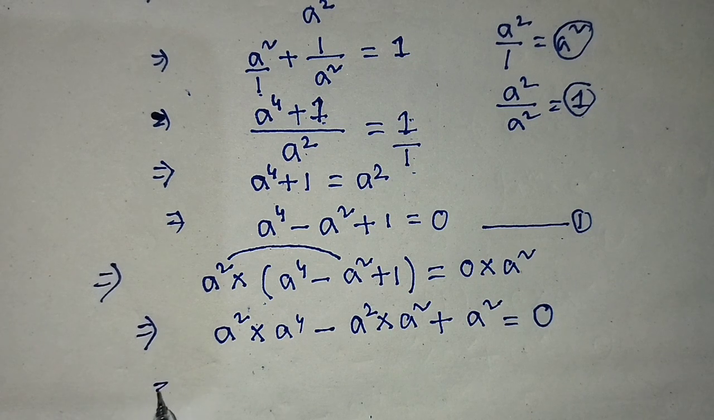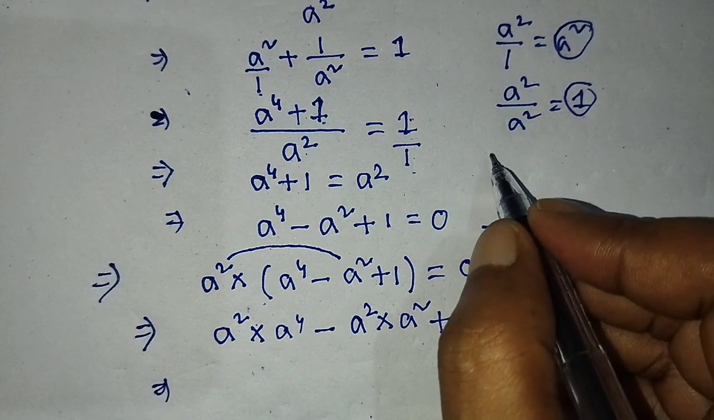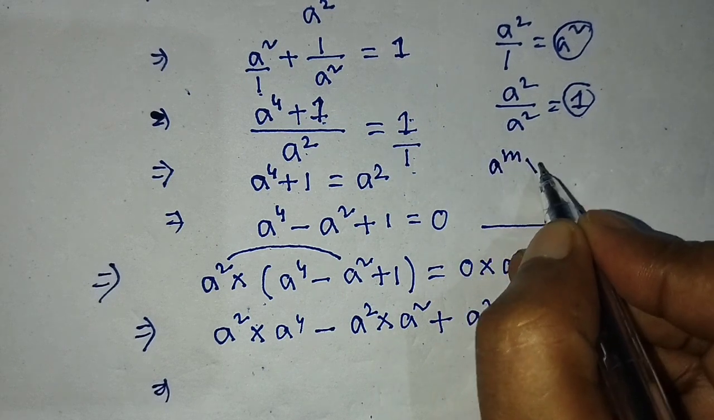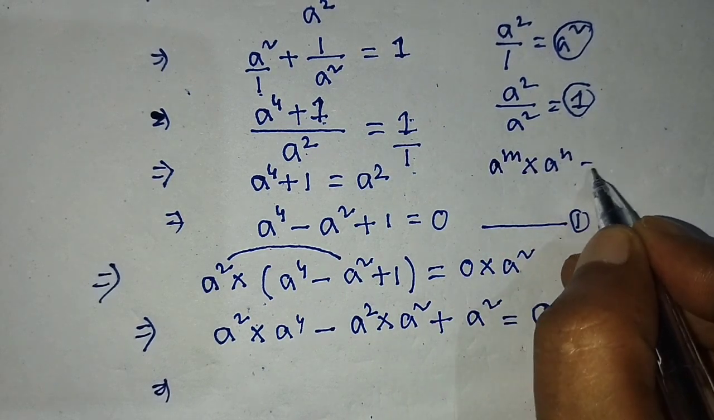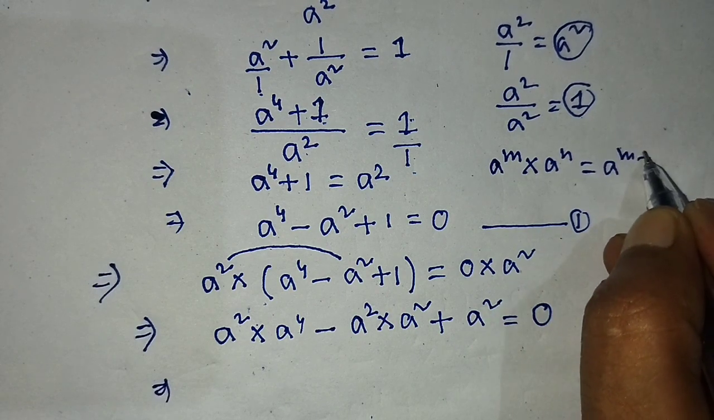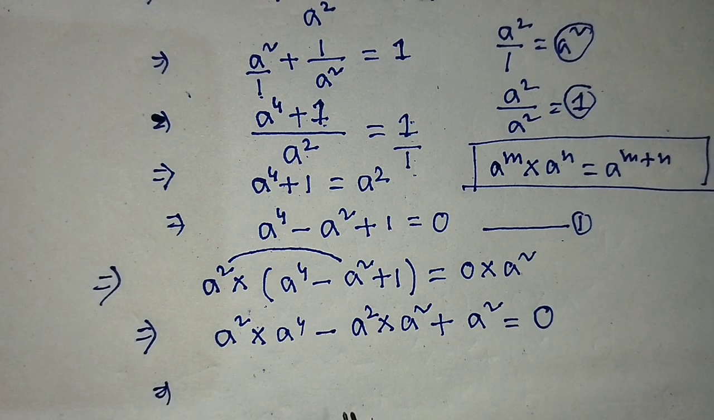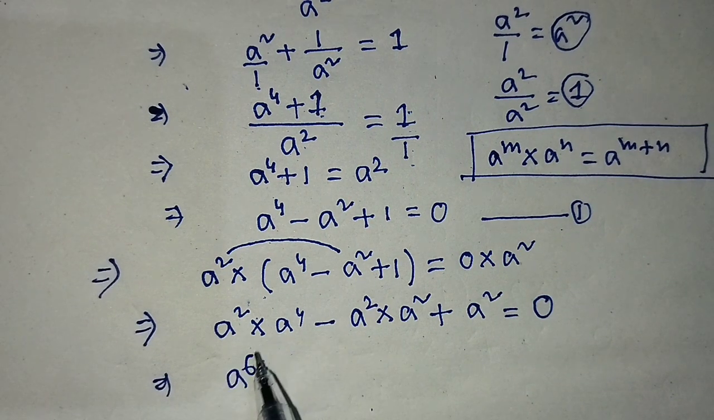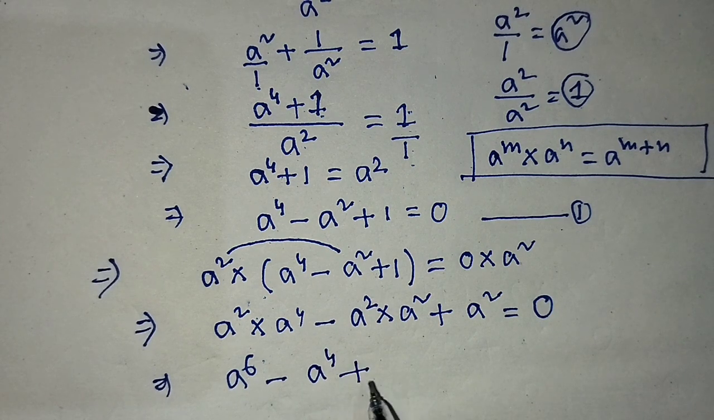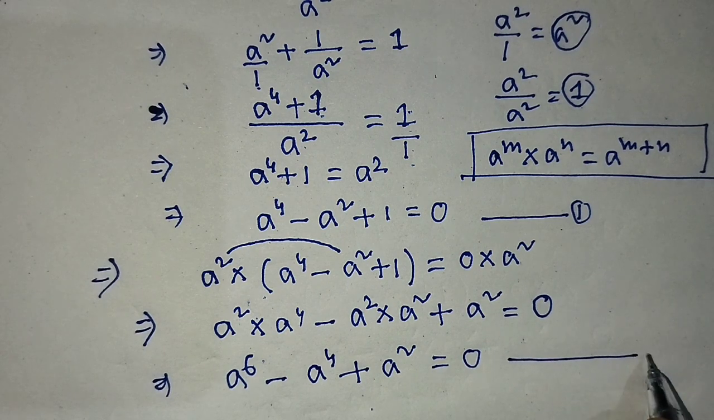So student, to simplify LHS of this equation, we have to apply the formula a to the power m into a to the power n is equal to a to the power m plus n. So this formula we have to apply on the LHS of this equation. So student, if you multiply a square with a to the power 4, then you get a to the power 6, so we have to write in here a to the power 6 plus a square is equal to 0. So this is the equation number 2.